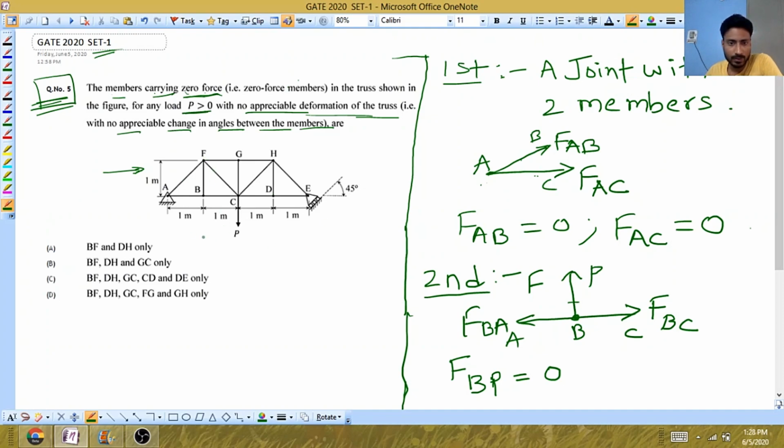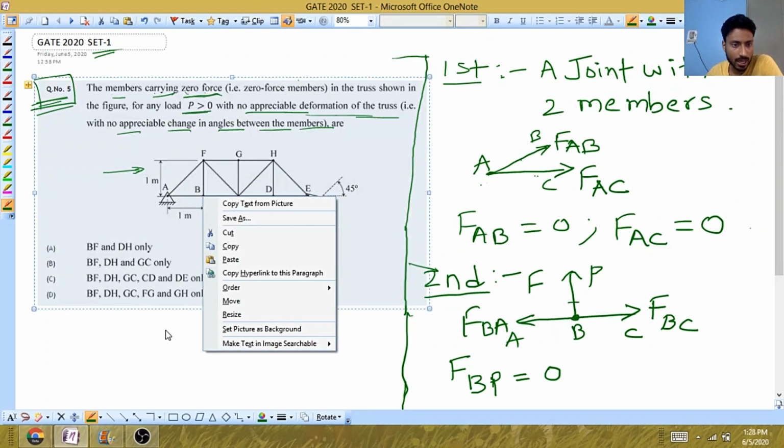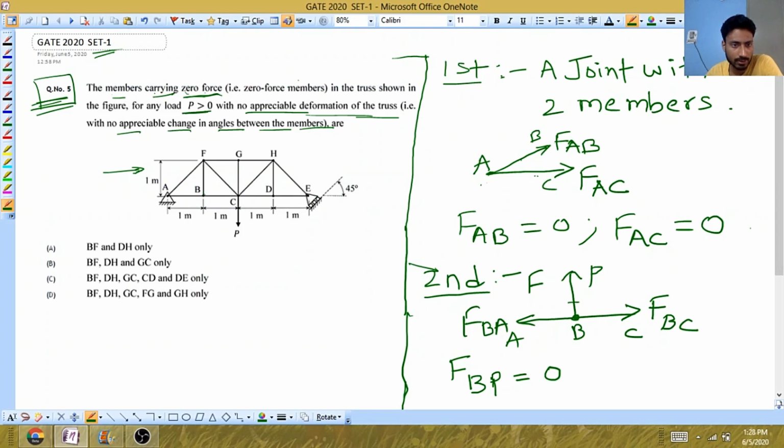If you apply this second concept, you can very easily see that joint B has three members, AB, BC and BF, and this joint is free from any support or any external load. Members AB and BC are collinear, in the same line. So FBF is 0.